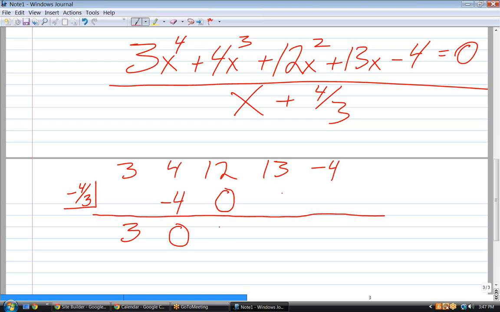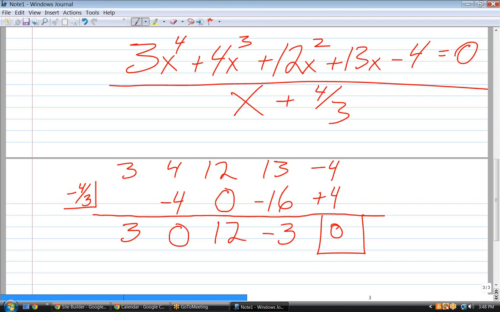And then you add that to 12, and then you multiply that by the negative 4 over 3, so that's a negative 16, sorry. And then you add those two, so you get a negative 3, and then multiply that again by the 4 over 3. And that's the key. That 0 tells you that this divides evenly into that quartic.